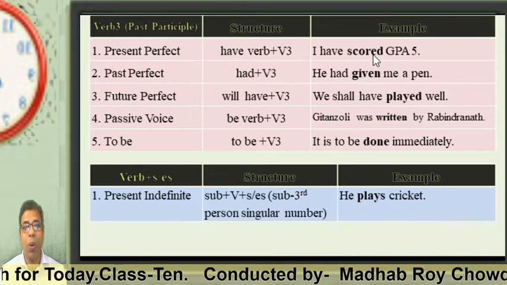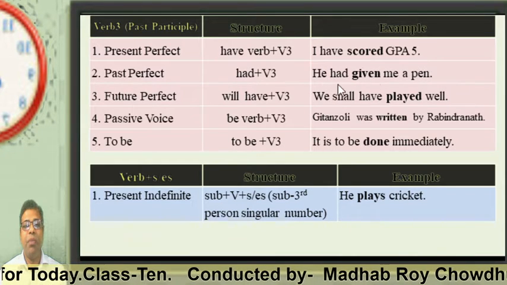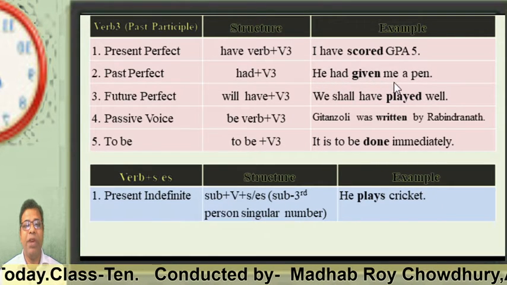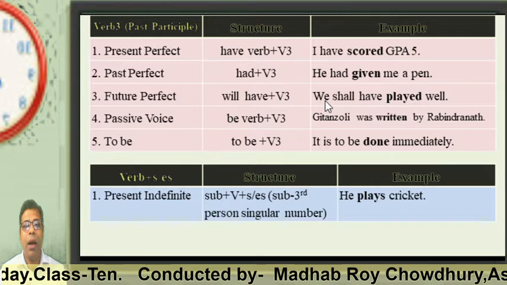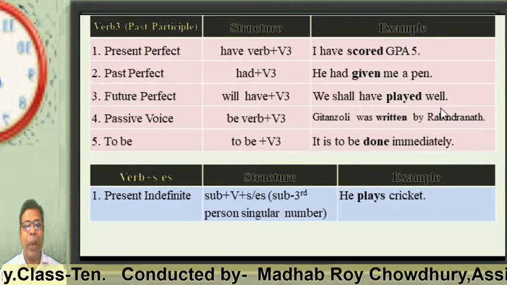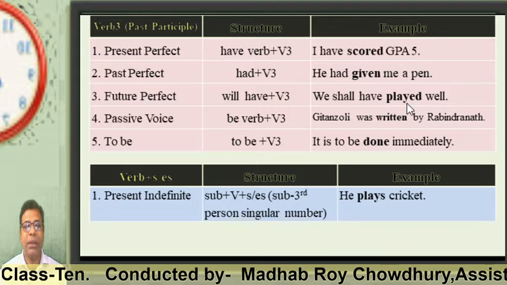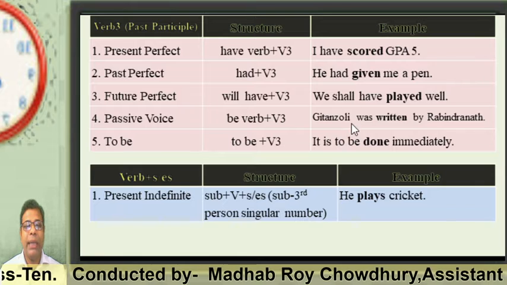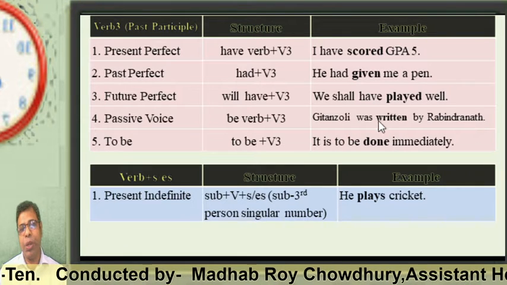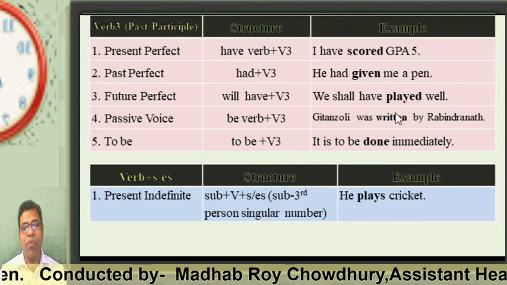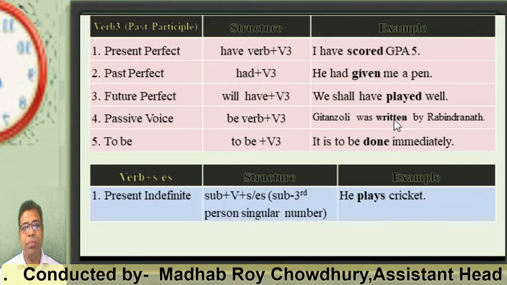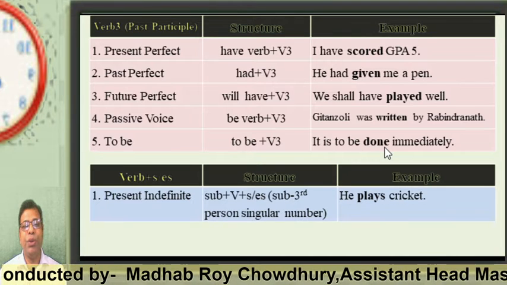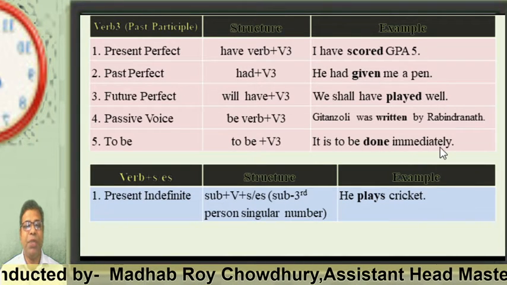I have scored GPA 5. He had given V3. He had given me a pen. We shall have played well. Shall have played. Will have played. Dear students, Gitanjali was written by Rabindranath, written by passive mode. That's why the V3 form, not base form. It is to be done, to be. After to be, you need to use the past participle, to be done immediately.